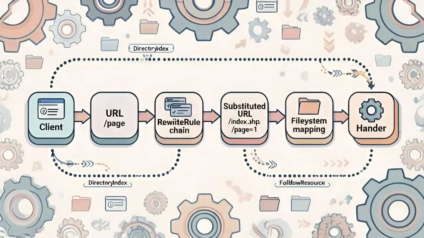Here is where mod_rewrite sits in the request pipeline. The client request arrives, the URL path enters the rewrite rule chain, the substituted URL emerges, then DirectoryIndex resolves directory requests to index files, FallbackResource catches anything that still didn't map, and finally a handler serves the response. Mod_rewrite runs before all of these.